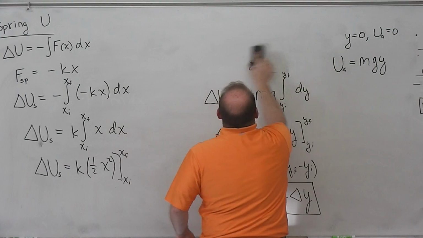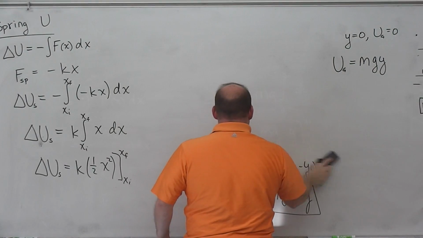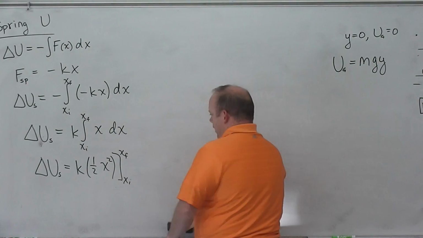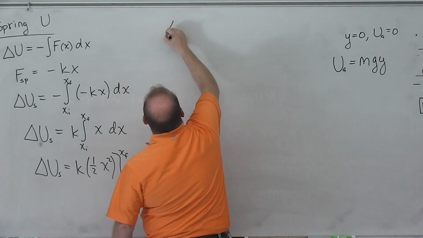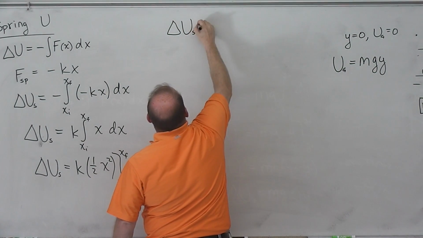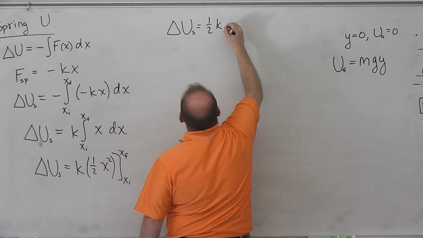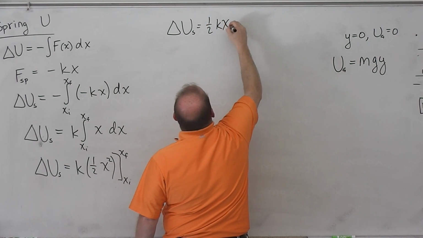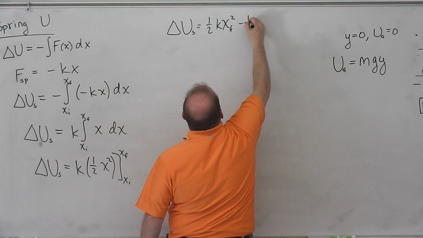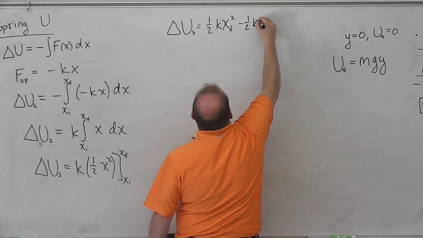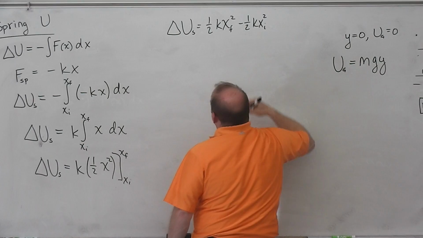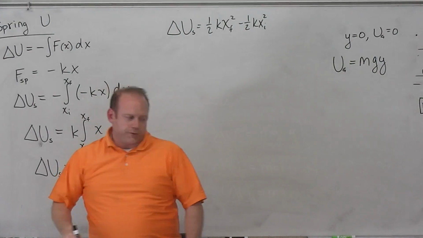So when I do that, potential energy from a spring, 1/2 comes out, 1/2 k x final squared minus 1/2 k x initial squared. That's the change in the potential energy due to a spring.